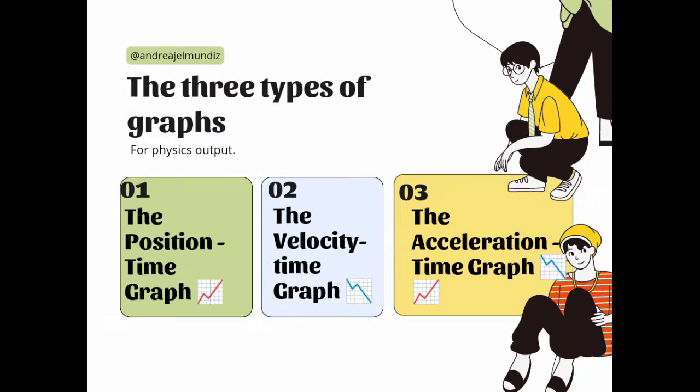The three types of graphs: the position time graph, the velocity time graph, the acceleration time graph.